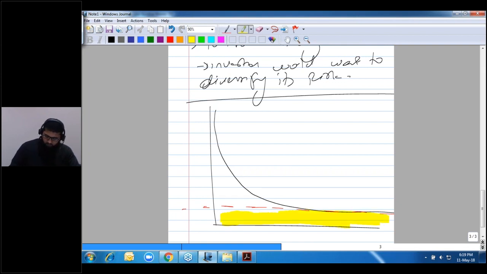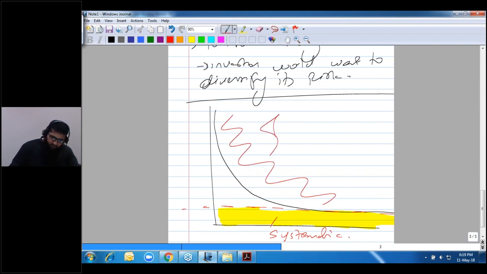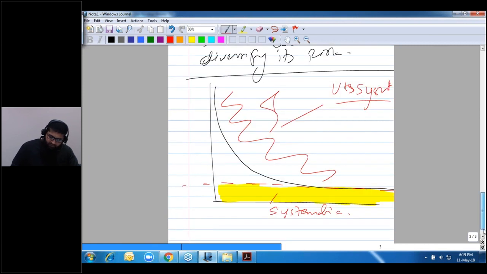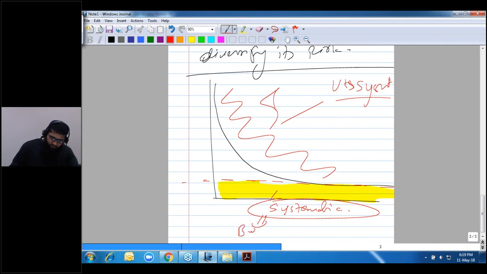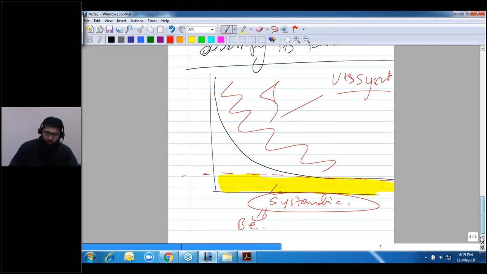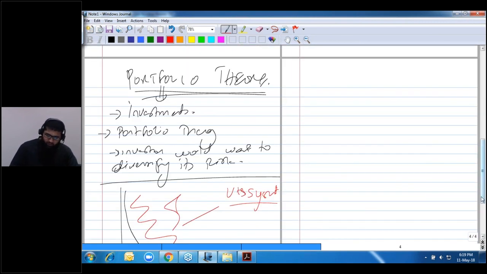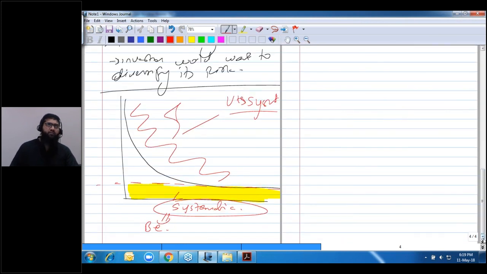That risk is termed as systematic risk. And the risk which was diversified away is unsystematic risk. So this systematic risk is referred to as equity beta, the one which could not be diversified away. It reflects both the business plus the financial risk that is being faced by the entity.